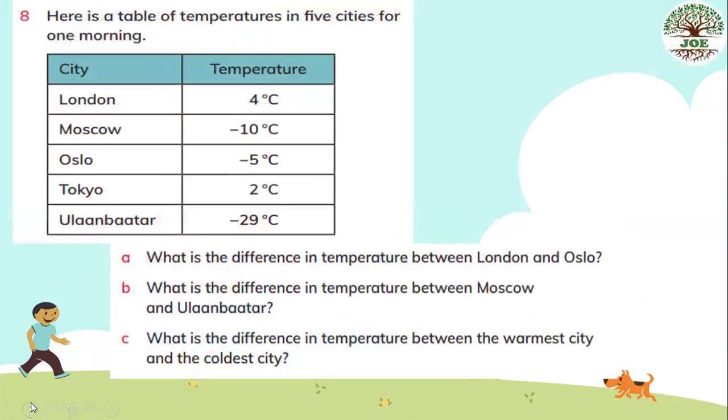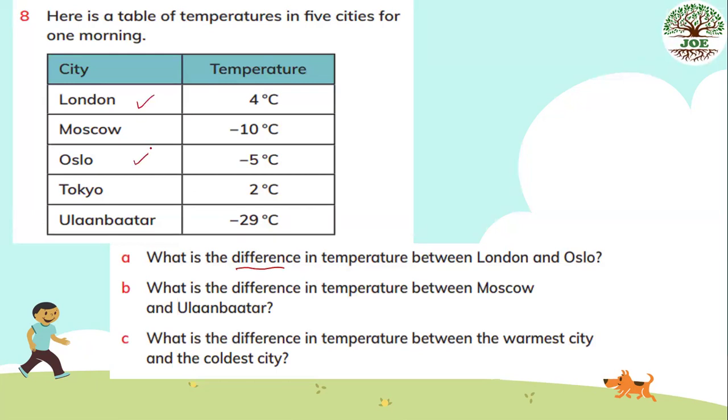And number 8. Here is a table of temperatures in 5 cities for one morning: London, Moscow, Oslo, Tokyo, and Ulaanbaatar. Okay, part A. What is the difference in temperature between London and Oslo?